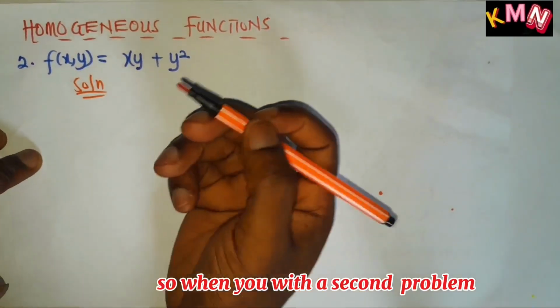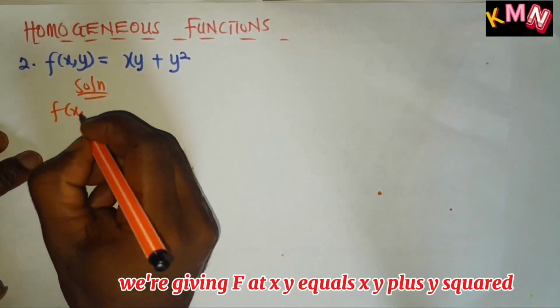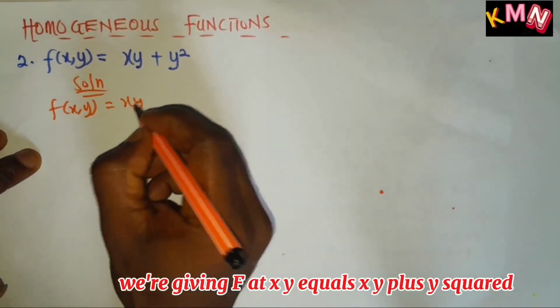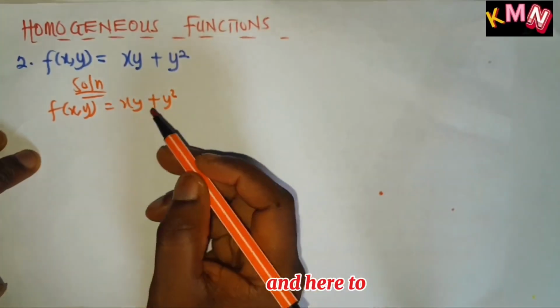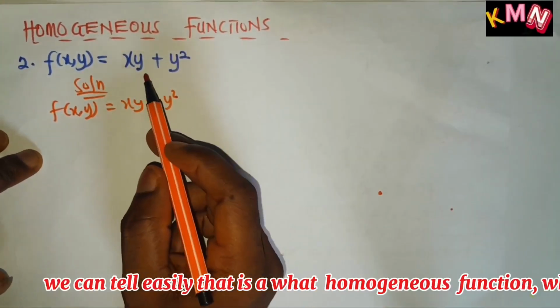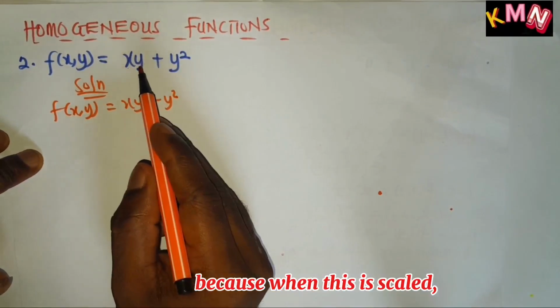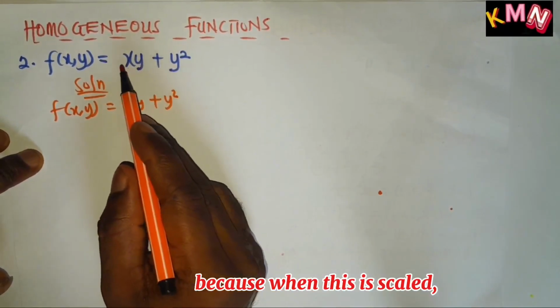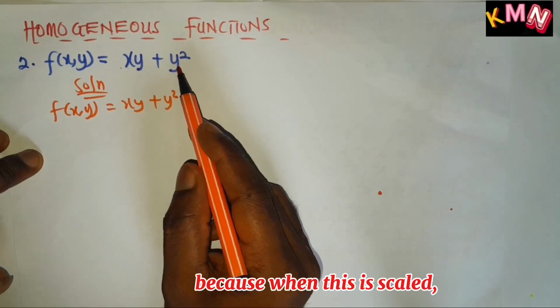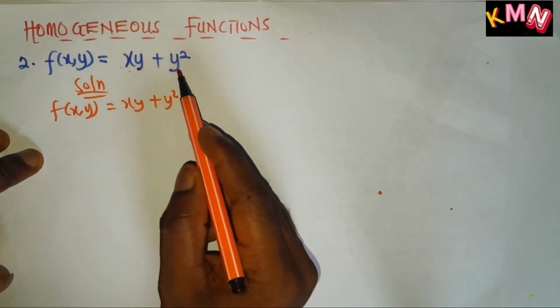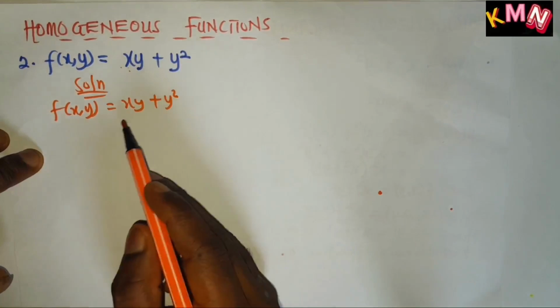With our second problem, we're given f(x, y) = xy + y². And here too we can tell easily that it's a homogeneous function. Why? Because when this is scaled, we are going to get lambda times lambda, which gives lambda squared, and this gives lambda squared. So when the lambda squared is factorized out, that will be a homogeneous function.